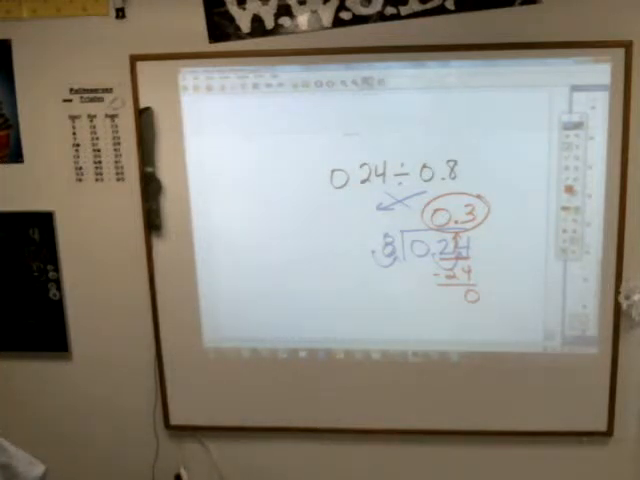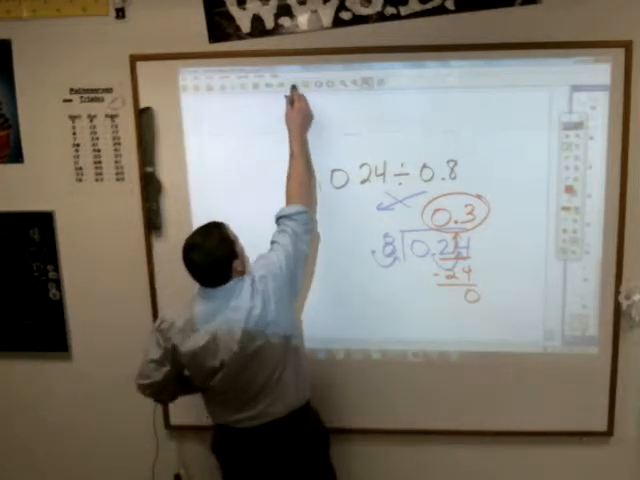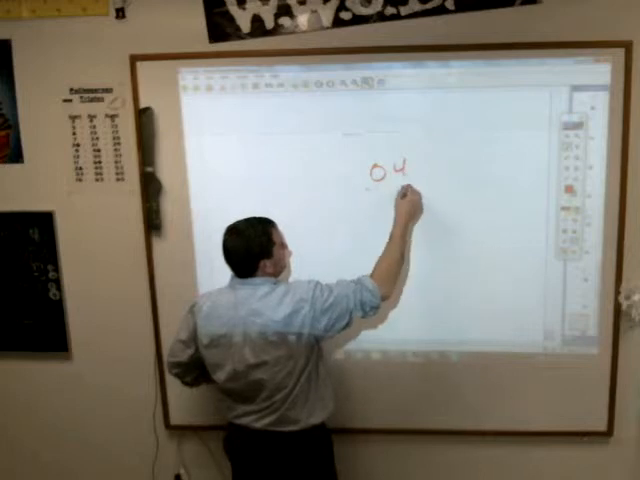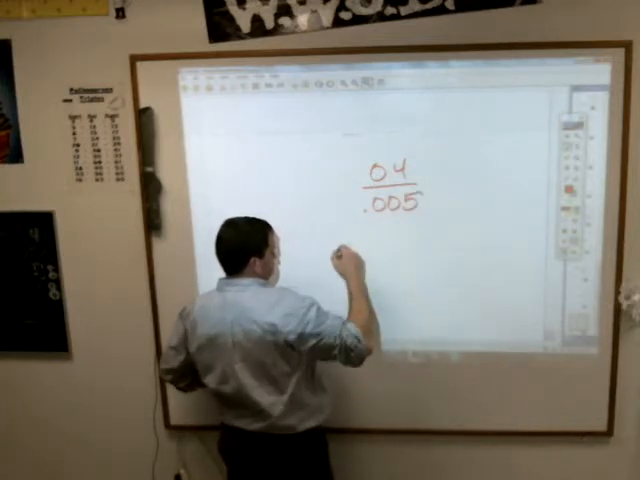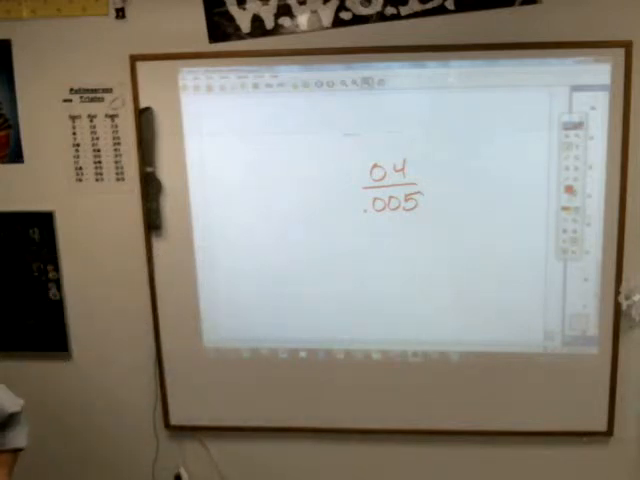How about this one? 0.4 over 0.005. Do that division problem for me. And again, you need to know which one is being divided by which one in that case. Which one goes under the division box, Charlie? Which one goes under the division box, Zach? 0.4. Exactly. 0.4 goes under the division box. It's 0.4 being divided by 0.005.